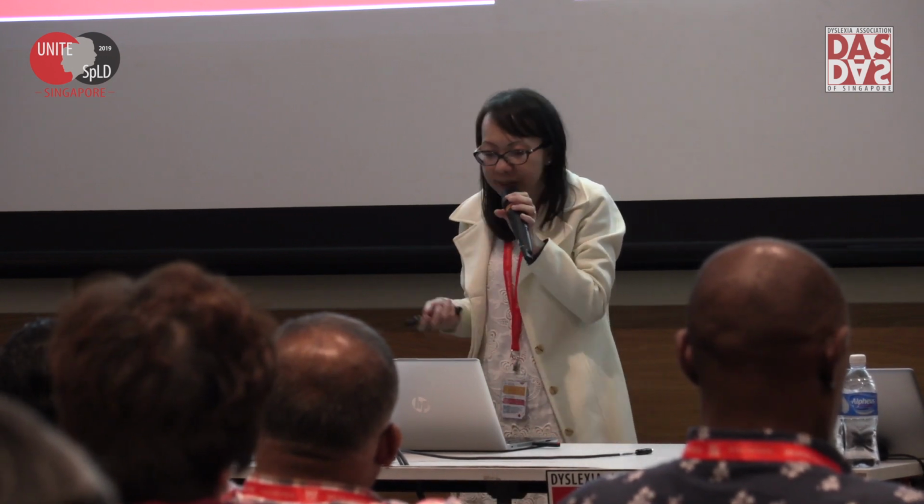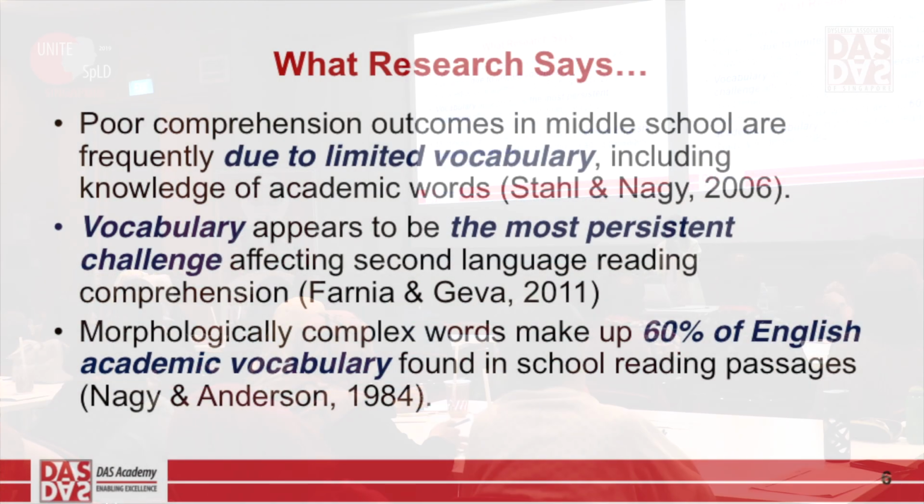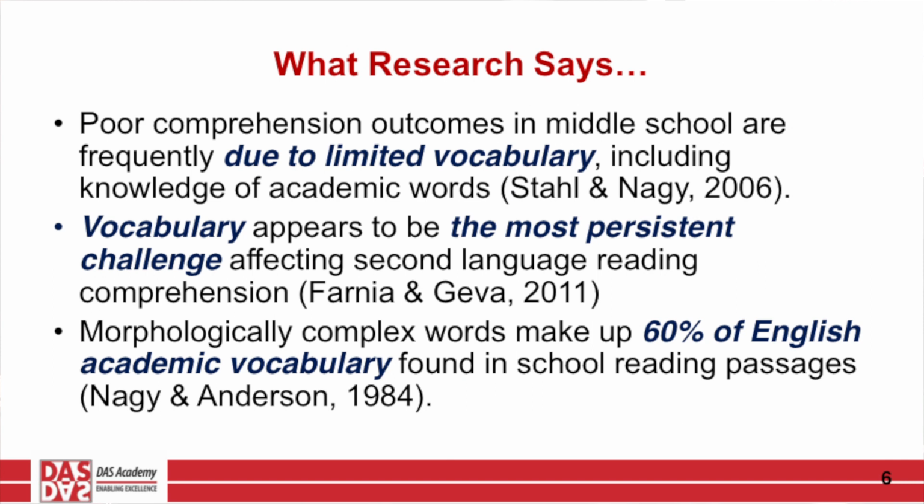Also, we have to look at what's happening in many of our mainstream neighborhood schools. We have a fair number of students who come from English as a second language backgrounds, and as a result they may not be exposed to as many English words as possible. So at the DAS, we not only teach our students how to read and spell better, but we also teach morphology as part of our intervention program, because we believe this will help them build up their vocabulary. Consequently, they will improve in their reading comprehension.